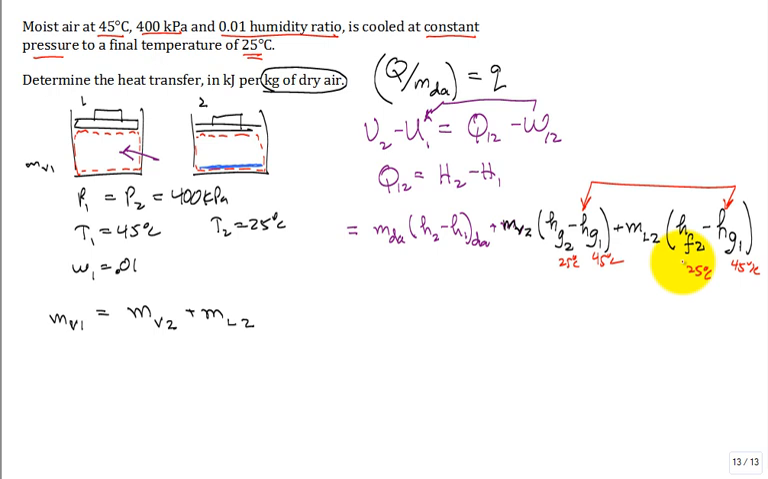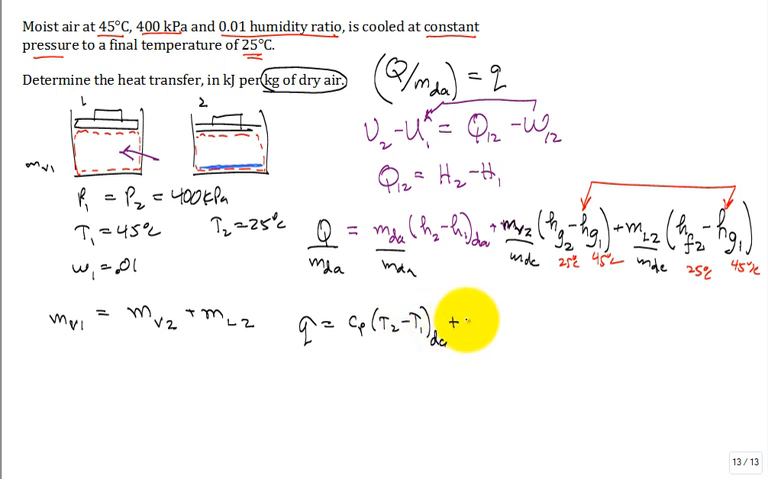All right. This Q, they wanted the answer in... so I divide over by the mass of dry air. If I divide everything by the mass of dry air, true? Then I see this is my lowercase q that I'm asked to calculate. This is just C sub P, T final minus T initial for the dry air. This is omega 2, the final humidity ratio, times the H of G2 minus H of G1.